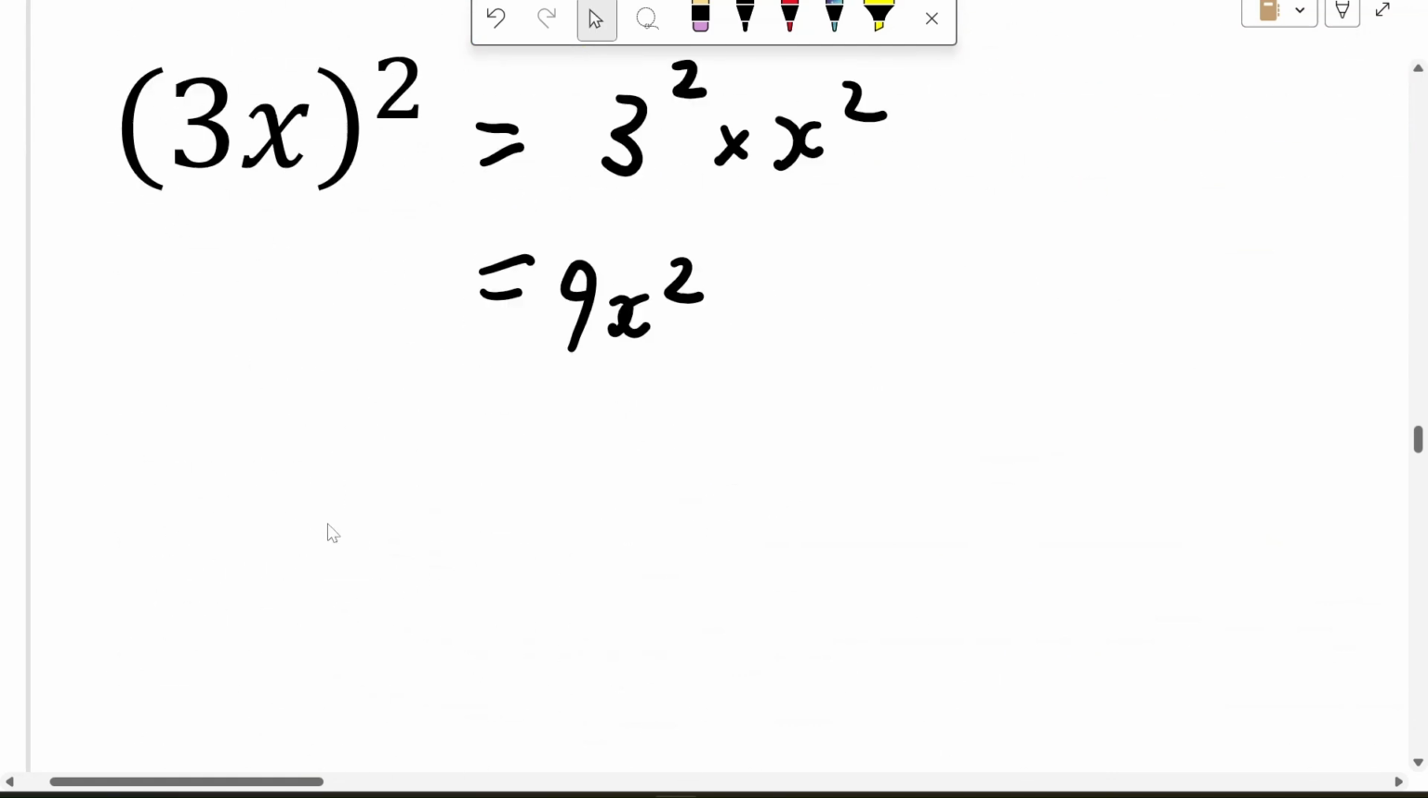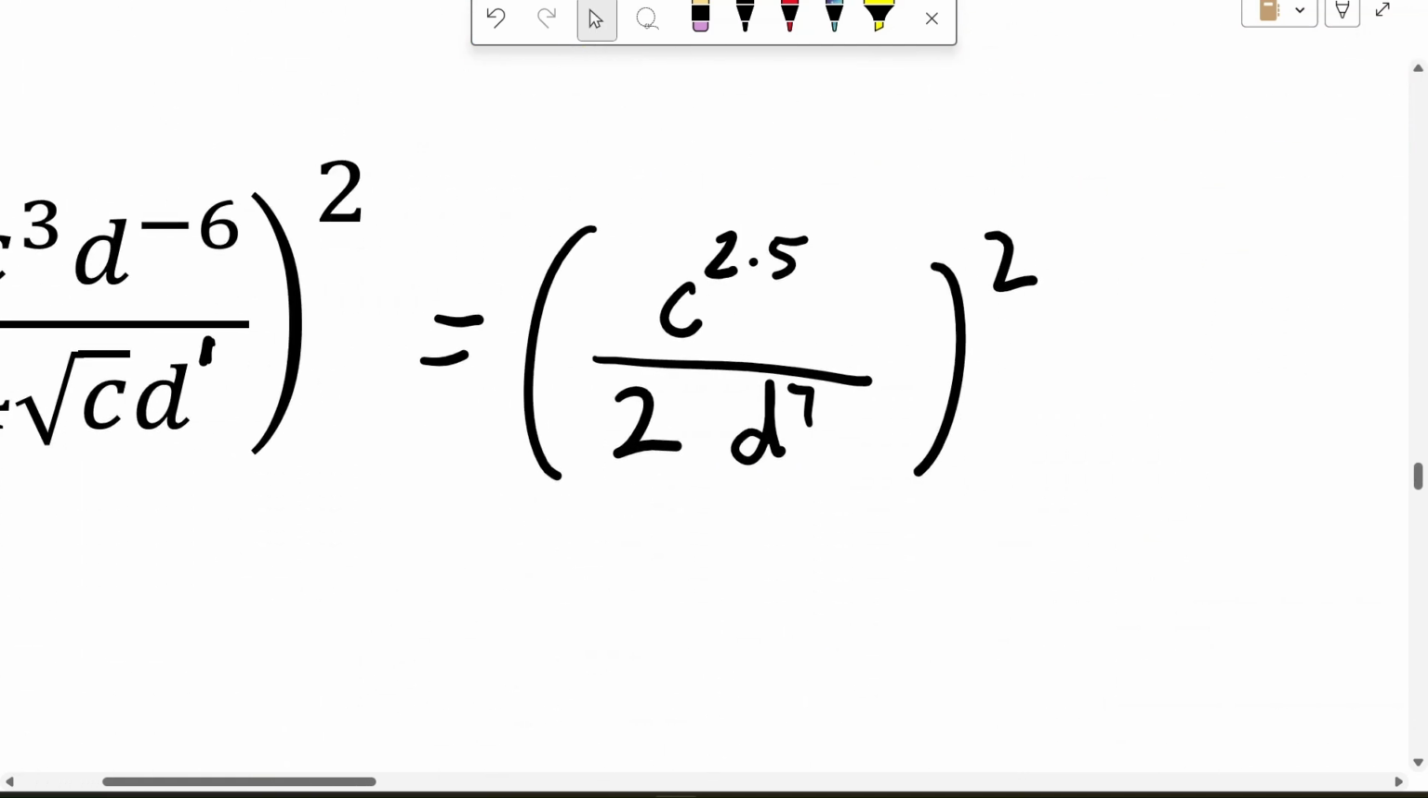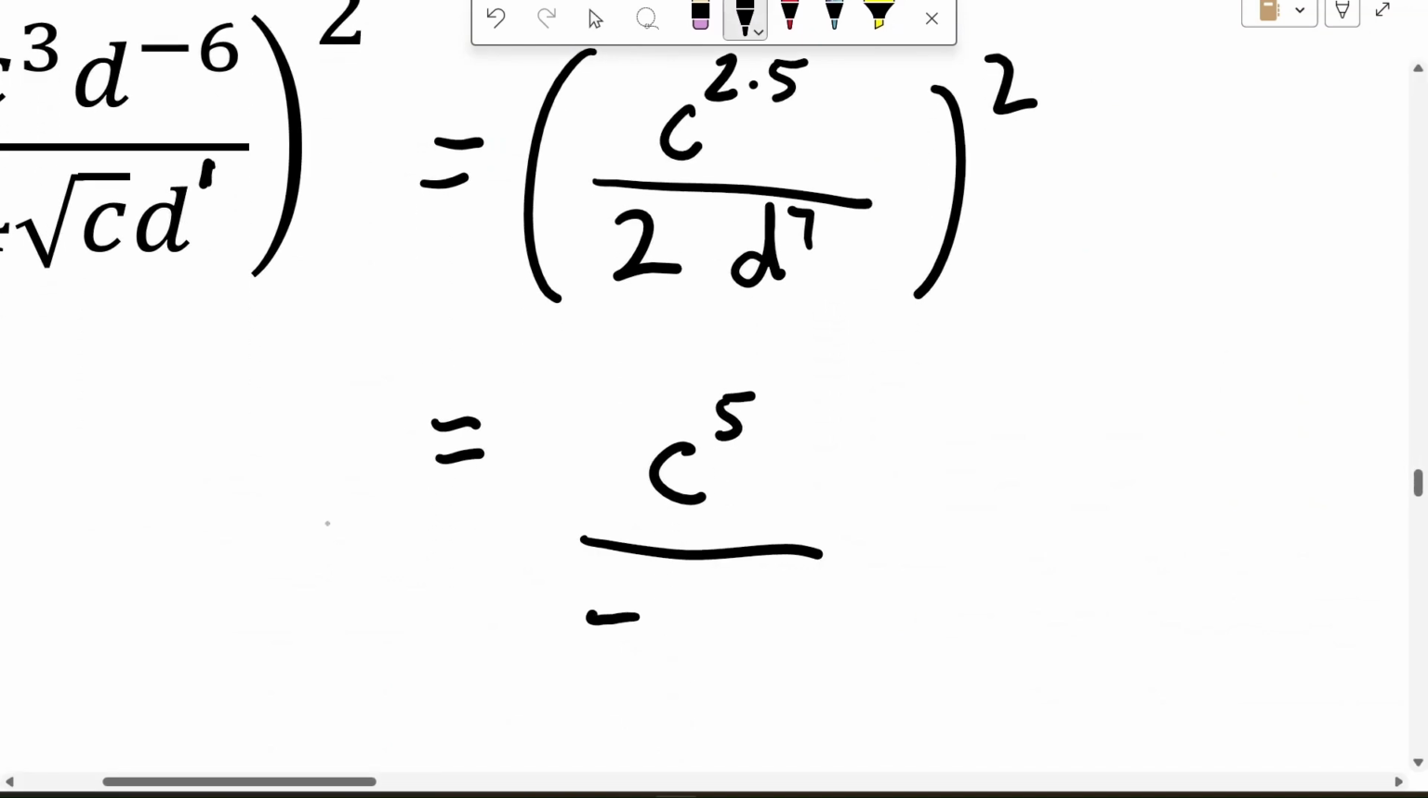Anyway, moving on. So we've got this situation here now. Now what we need to do is square everything. So you'll double the power there to get c to the 5. On there, you're going to get 2 squared over the bottom, which is 4. And then d to the power of 14, because you're doubling 7.